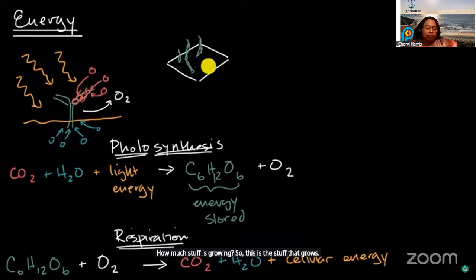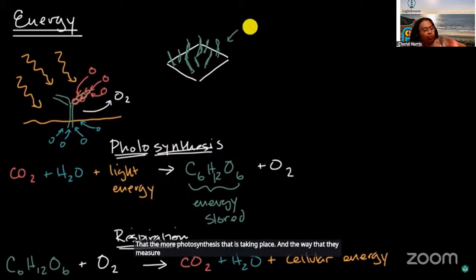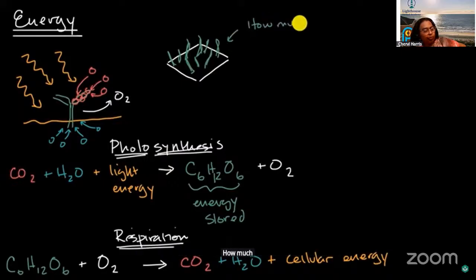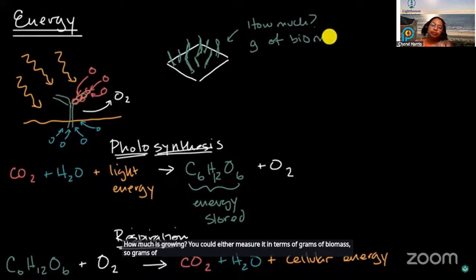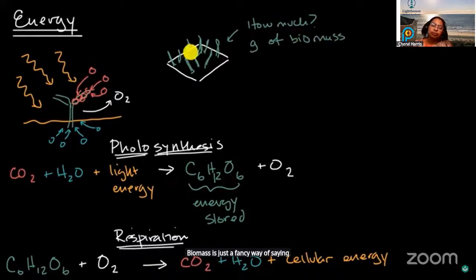And obviously, or it would seem that the more stuff that is growing, the more photosynthesis that is taking place. And the way that they measure how much is growing, you could either measure it in terms of grams of biomass, and biomass is just a fancy way of saying the mass of biological stuff that's just growing on this area, and usually they'll take the water out so they get a consistent measurement. Or you can convert this to calories, and it's usually measured in thousands of calories, kilocalories.